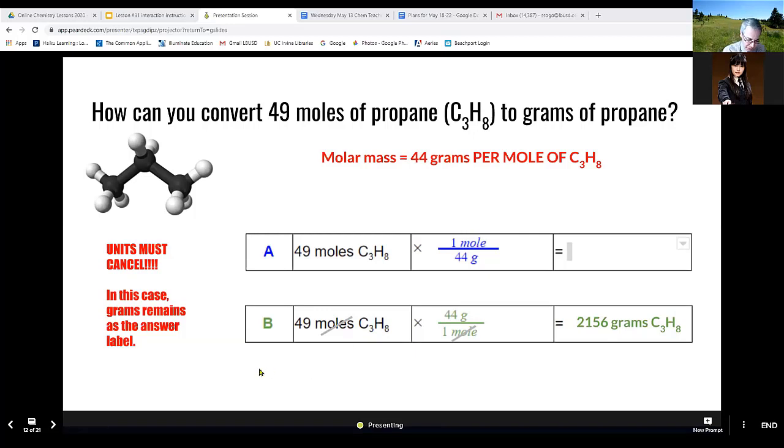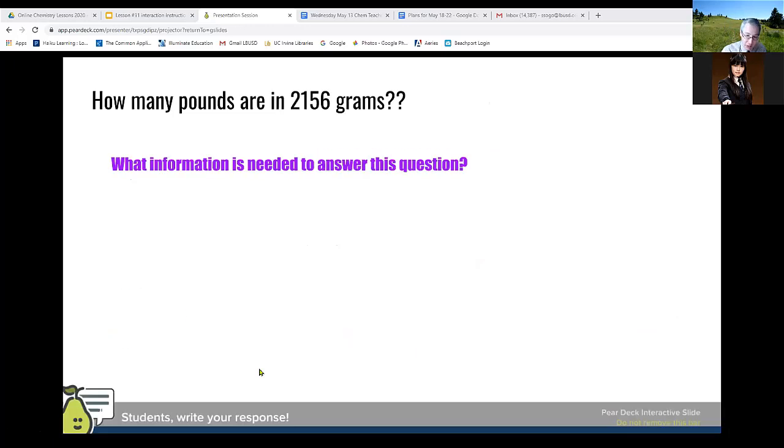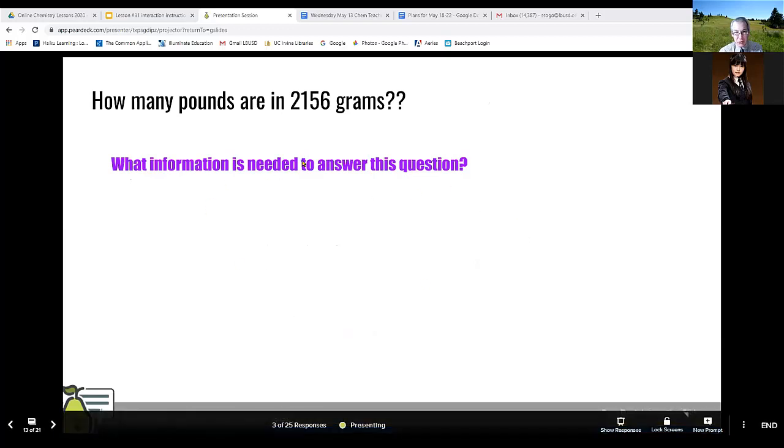All right, here we go. Here's now a third way of answering the question, because Americans typically don't measure in grams. How many pounds, for you Americans, are there in this 2,156 grams? So instead of asking you for an answer, I'm saying what information is needed. So think about that in general terms. What information is needed to answer this question?